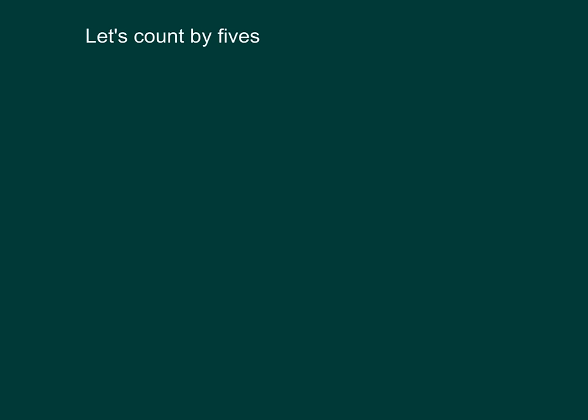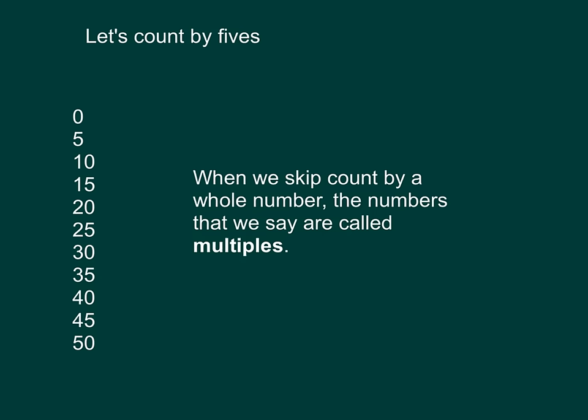What do you notice? Did you say something about the ones place? Looks like the ones place in each of these numbers is either a 0 or a 5. Do you notice any other patterns? When we skip count by a whole number, the numbers that we say are called multiples. So these numbers right here are some of those multiples of 5.